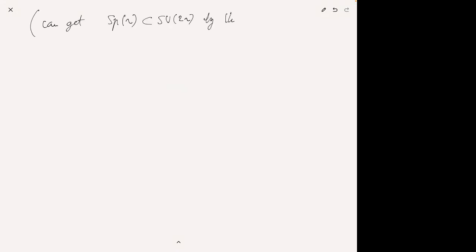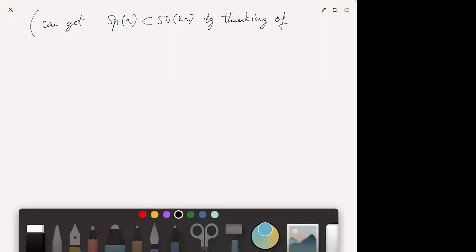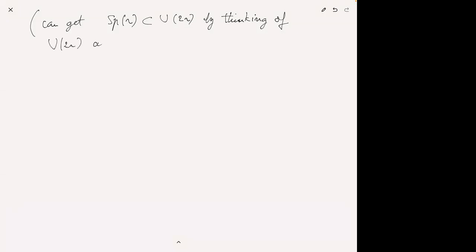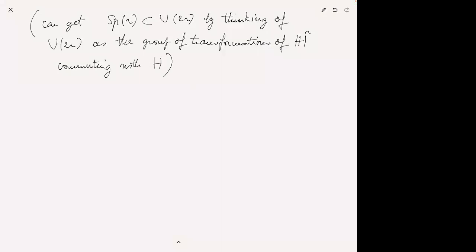into U(2r), by thinking of... there's no S there, sorry, let me correct that. So this is U(2r). By thinking of U(2r) as the group of transformations of H^r commuting with the matrix H. All right. And as I say, if you don't mind, I'm not going to get into the details because I'm going a little bit too fast to really make that absorbable in such a quick time.